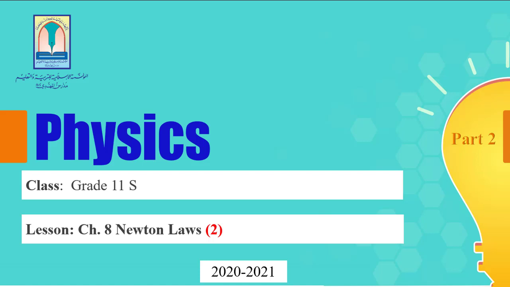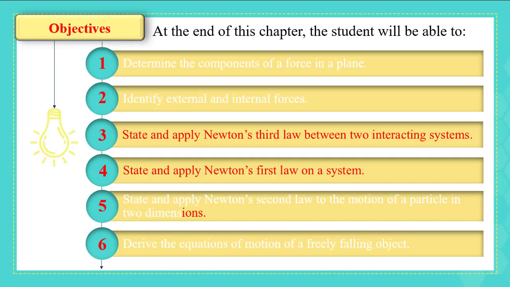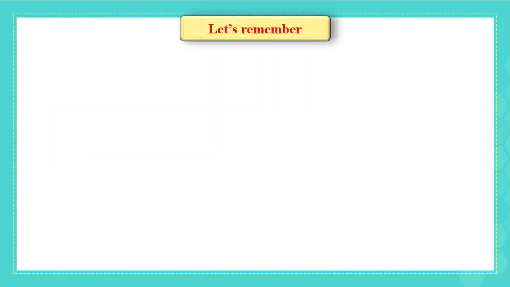This is the second video of Chapter 8, Newton's Laws and Applications. At the end of this video, you're going to be able to state and apply Newton's third law between two interacting systems, and state and apply Newton's first law on a system. First, let's remember what we took in the first video.